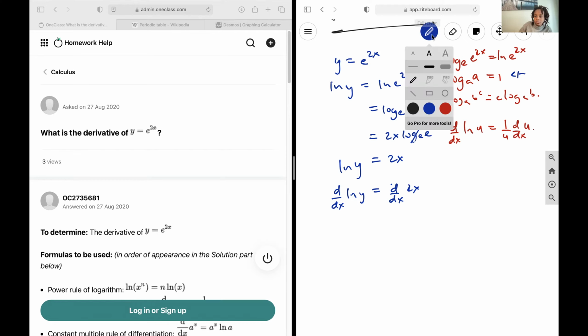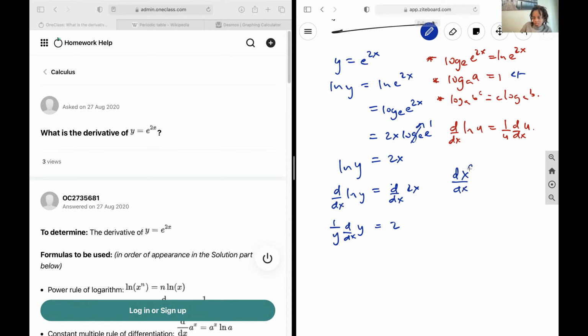And so let's write that out. So it becomes 1 over y, d over dx of y is equal to d over dx of 2x, which is just going to give us 2, just using the exponent rule. So when a is equal to 1, it becomes 1 over 1 multiplied by x to the power of 0, so just 1 over 1. And so 2 times 1 over 1 is 2.